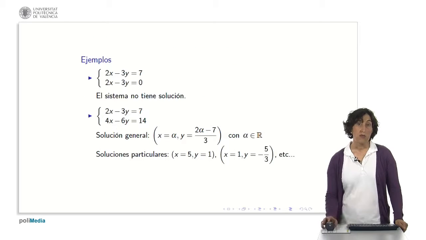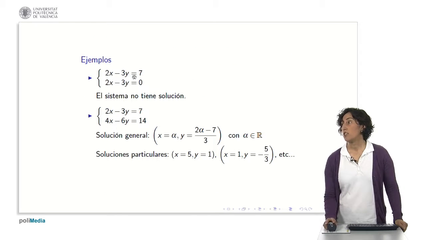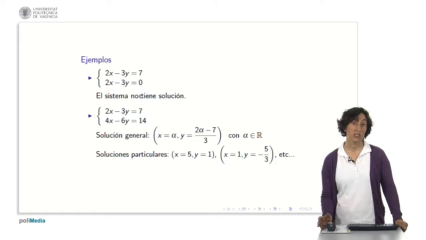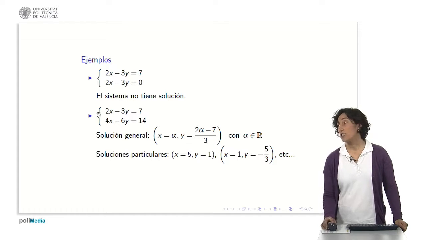We have more examples. This other system, 2x - 3y = 7, 2x - 3y = 0, is a system that does not have a solution. As you can see, there is no value of x and y, so that if the first equation is fulfilled, the second one is fulfilled. It is impossible. That is why it does not have a solution.